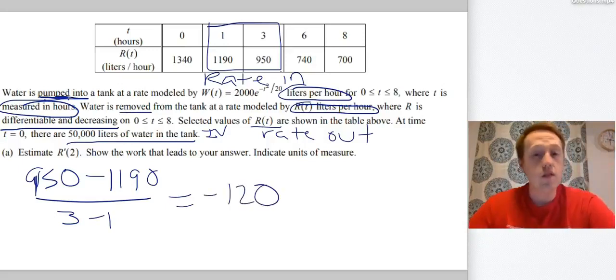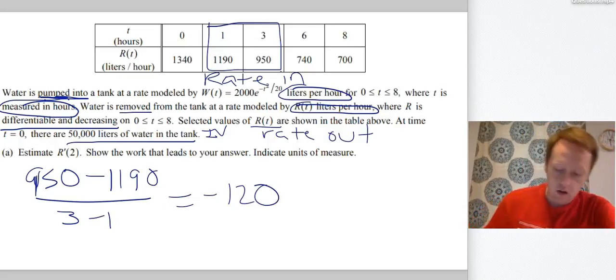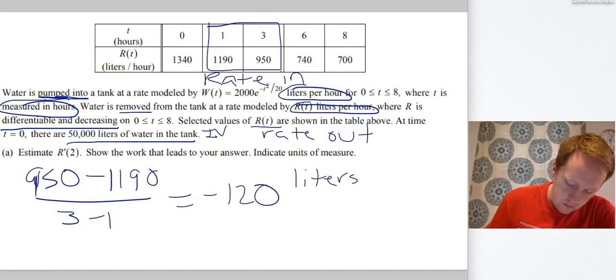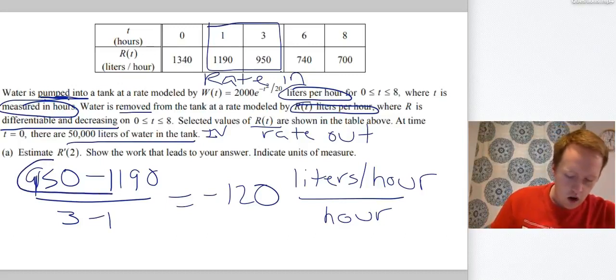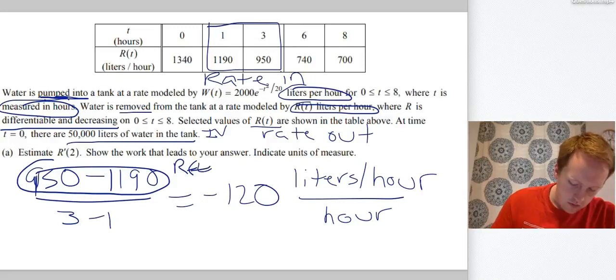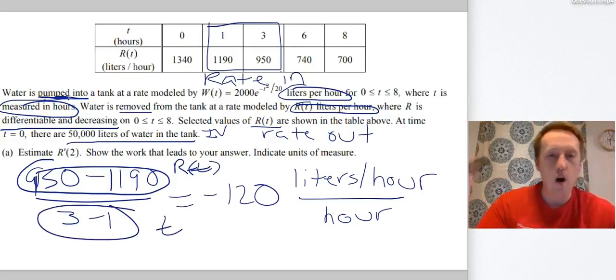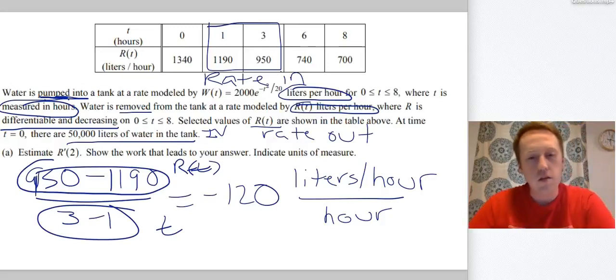Now it says indicate units of measure, so we have to be careful and actually do that. The units of measure, so we did a rate of change, so it should be the units for F, in our case it's R, liters per hour, per hour. And I think this is actually a really good place to see that, right? These top values are R of t values. And these values are t values, right? So it should be the R units over the t units. So that seems to make sense.